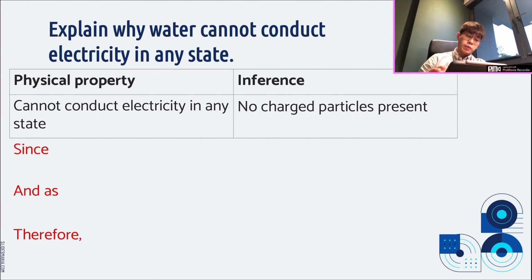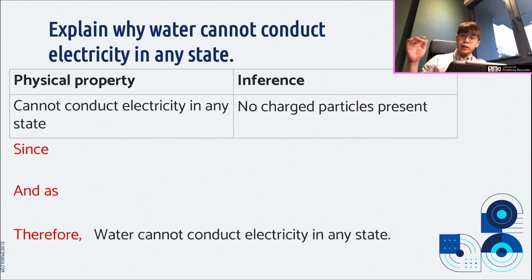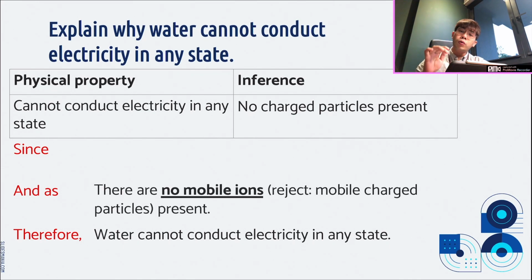Next, the question says, explain why water cannot conduct electricity in any state. So how are you going to explain this? Let's start with the therefore. Therefore, water cannot conduct electricity in any state. And we have learned previously that if something cannot conduct electricity, it means that there are no mobile particles present. And in this case, we want to be specific and indicate that there are no mobile ions. No mobile ions present.